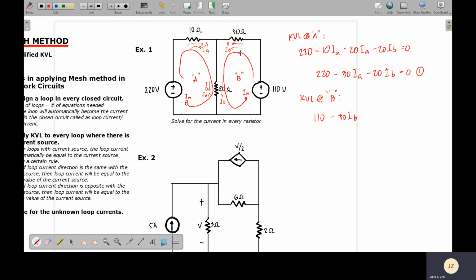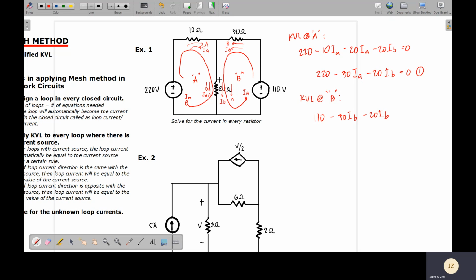Now, let's proceed with loop B going through the 20 ohm resistor. Take note, once loop B goes through the 20 ohm resistor, loop B has a direction going down. This loop B is also the current IB, so loop current IB is also going down. Therefore, the voltage for the 20 ohm resistor will be negative 20 IB. But we have to take into account what we learned for the KVL at A. Recall that the 20 ohm resistor doesn't only have one voltage, it has two voltages: voltage because of current IB and voltage because of current IA.